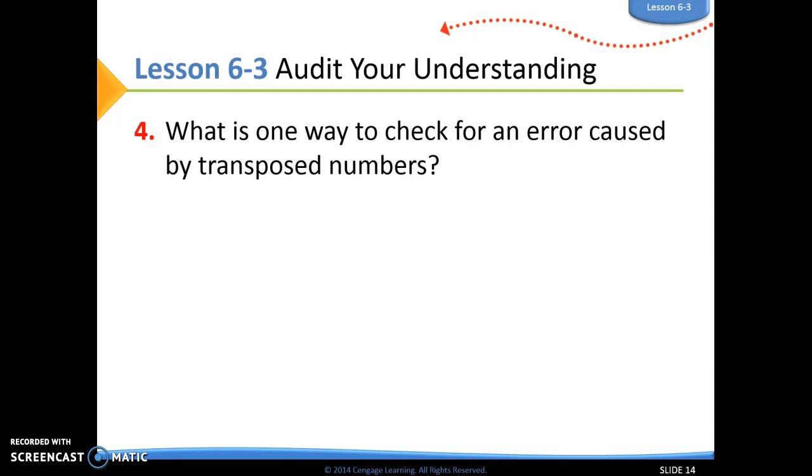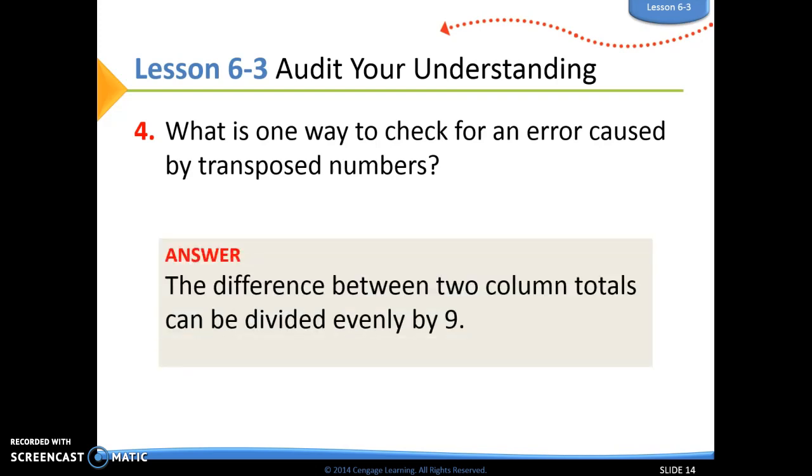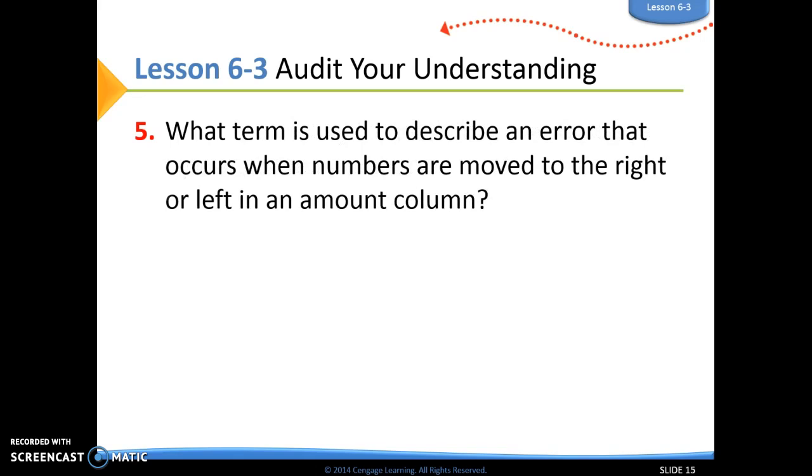Number 4, what is one way to check for an error caused by transposed numbers? The difference between 2 column totals can be divided evenly by 9. Number 5, what term is used to describe an error that occurs when numbers are moved to the right or left in an amount column? That is called a slide.